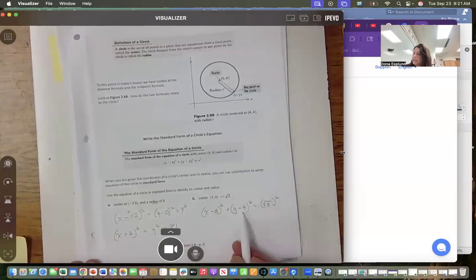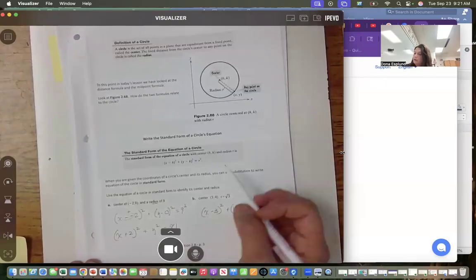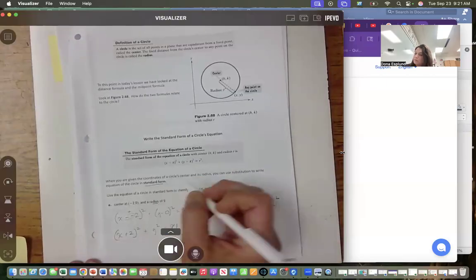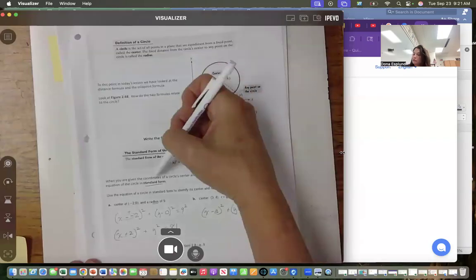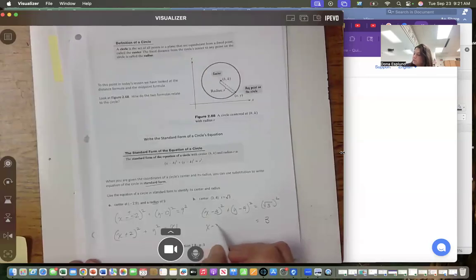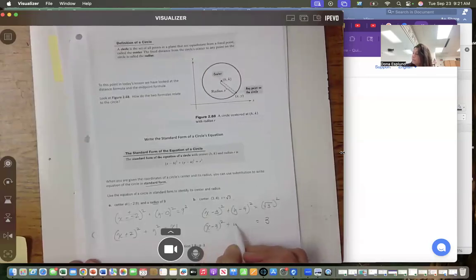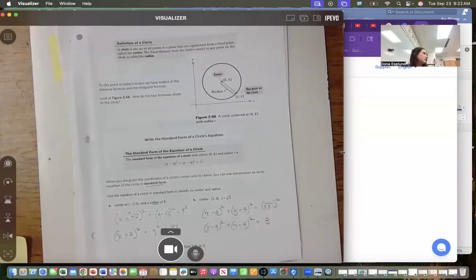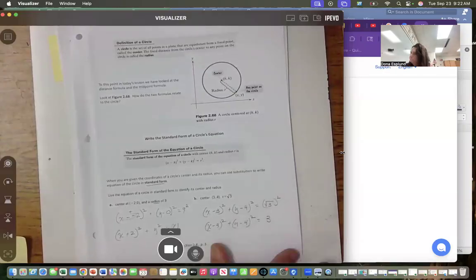you could expand this out. But if they're asking for the standard form, then they're looking for just this equation here. The only thing I would do is take the square root of 3 squared and just get that as 3. So the answer will be (x minus 3) squared plus (y minus 4) squared equals 3 squared. Pretty easy, correct, so far?